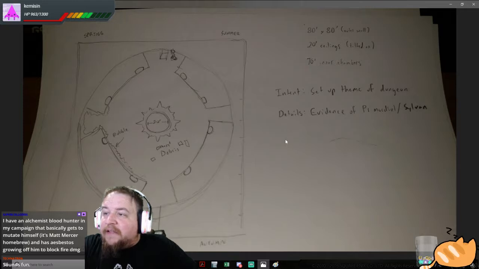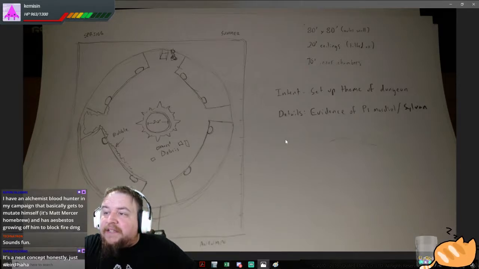Super Gliders, I have an Alchemist Blood Hunter in my campaign that basically gets to mutate himself. It's Matt Mercer homebrew, and he has asbestos growing off him to block the fire damage. Neat concept, honestly, just weird. Yeah.